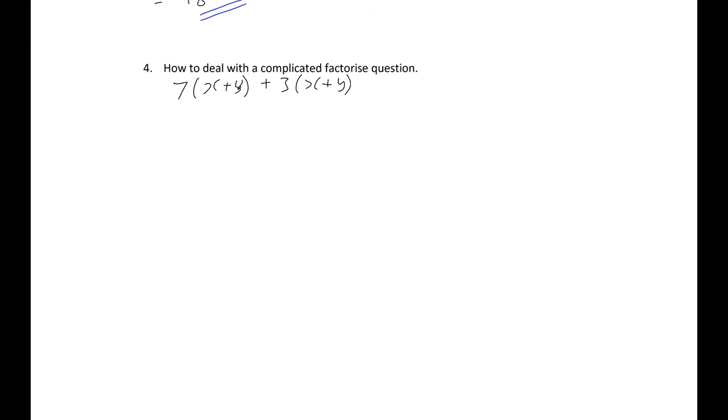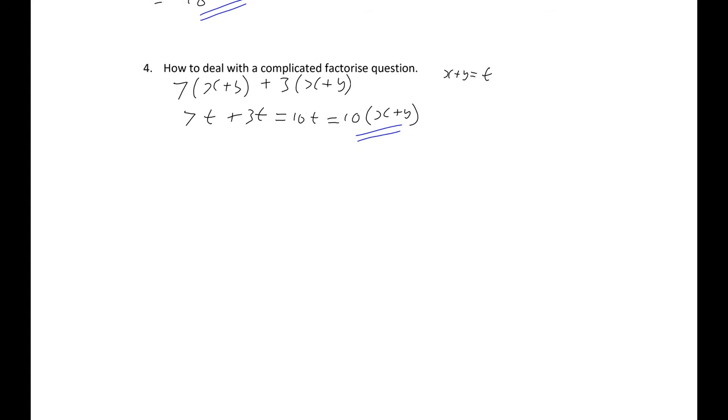So what we can also do is we can see that both of our bits here have got an x + y. And if you want to make that a bit easier, you could say that x + y equals some new variable t. All I'm doing here is plugging in something else to make it look a bit easier for you. So then you'd have 7t + 3t. Well, that we can do. 7 plus 3 t's, that's 10t. And t was x + y. So that equals 10(x + y).